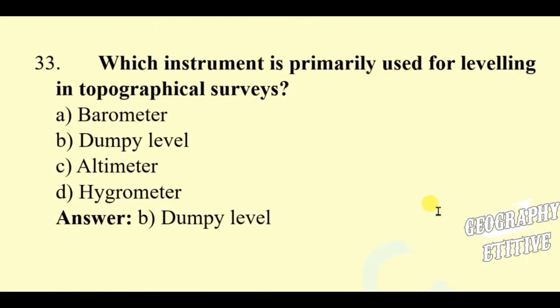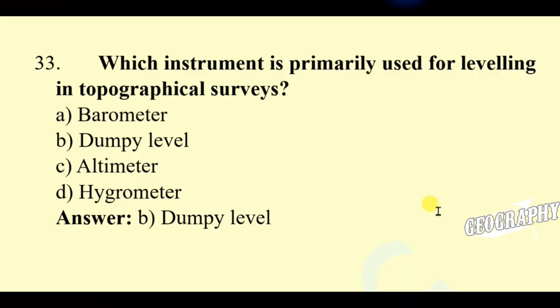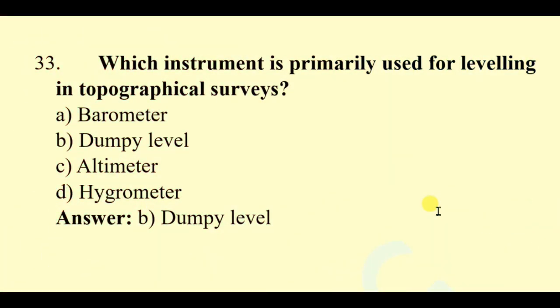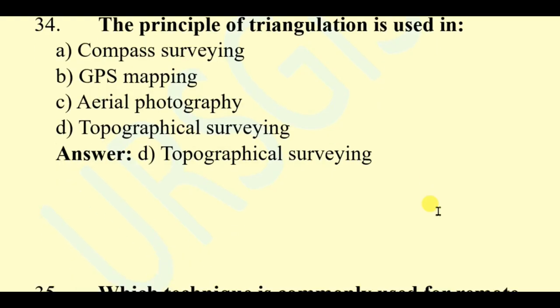Question 33. Which instrument is primarily used for leveling in topographical surveys? Barometer, dumpy level, altimeter, hygrometer. Here the right answer will be dumpy level. And the principle of triangulation is used in compass surveying, GPS mapping, aerial photography, topographical surveying. Here the right answer will be topographical surveying.